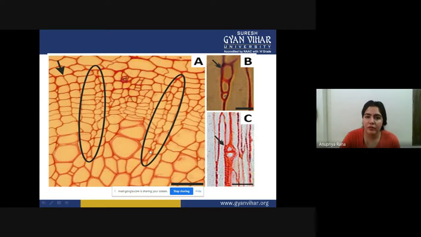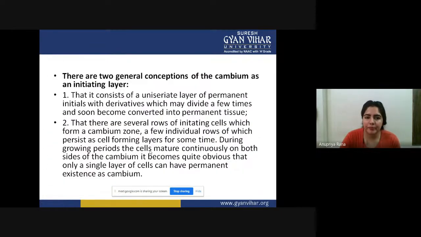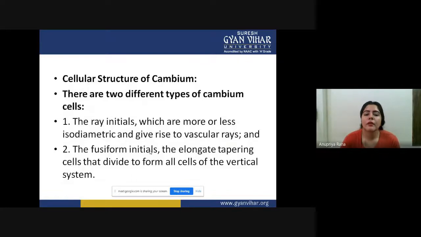So these are the first type of cell of cambium. This is called ray initials. They are more or less isodiametric and give rise to vascular rays. And the second cell are the fusiform initials, which are going to make the fascicular or interfascicular cambium. The fusiform initials, the elongated tapering cells, divide to form all cells of the vertical system. So these are the two cells, ray cells and fusiform cells.